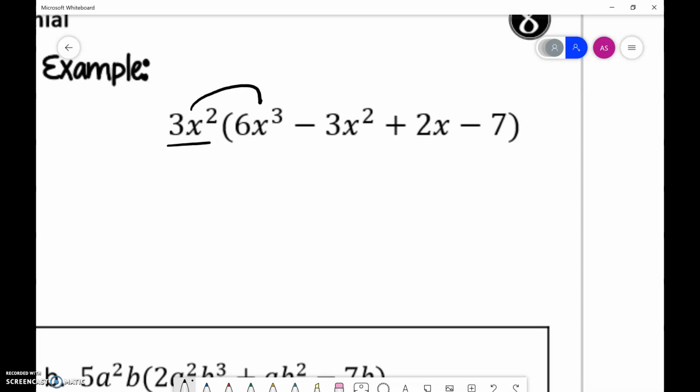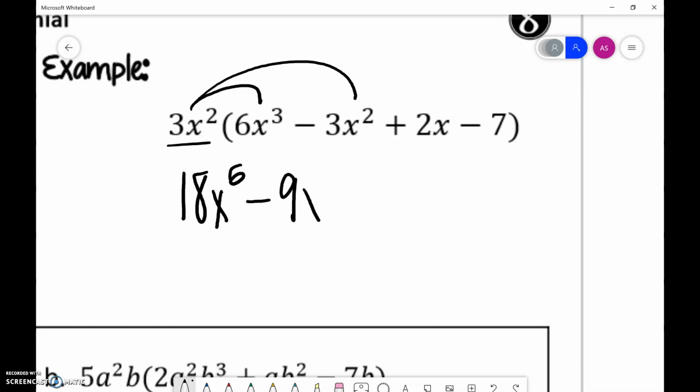So I'm going to do 3x squared times 6x to the third. If you remember from our exponents unit, we multiply the coefficients and add the exponents. So we have 3 times 6, which is 18, and for my exponents, I'm going to have x to the fifth because I did 2 plus 3. Then I go on to the next term. I have 3x squared times negative 3x squared. That's going to give me negative 9 for my coefficient, and then I have 2 plus 2, which gives me 4 for my exponent.